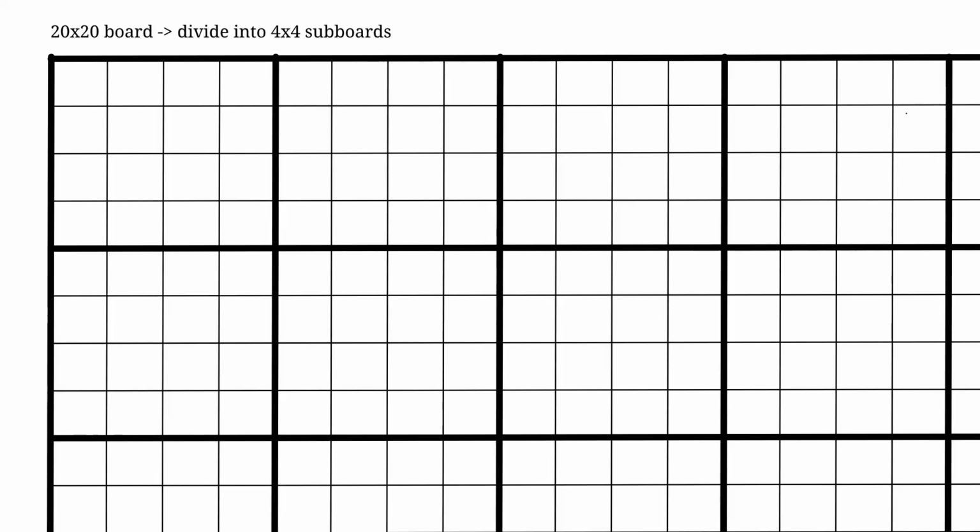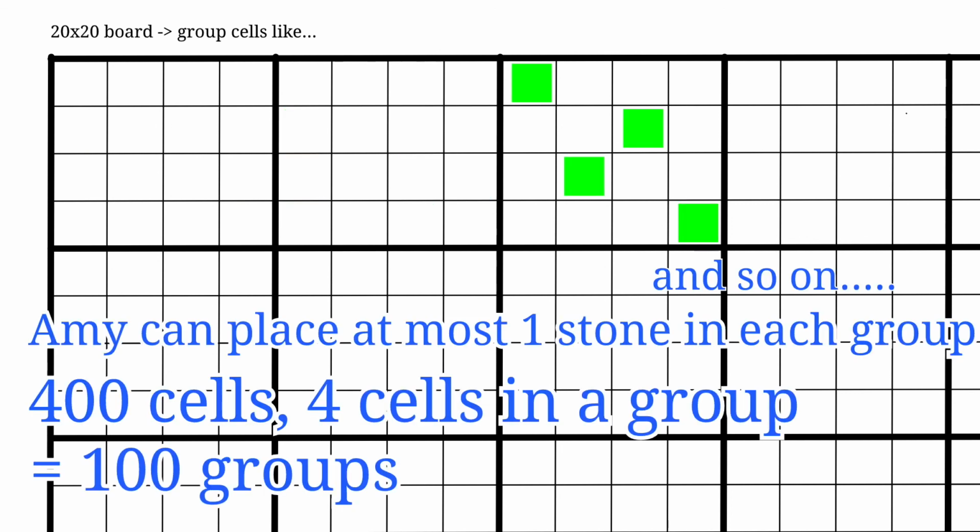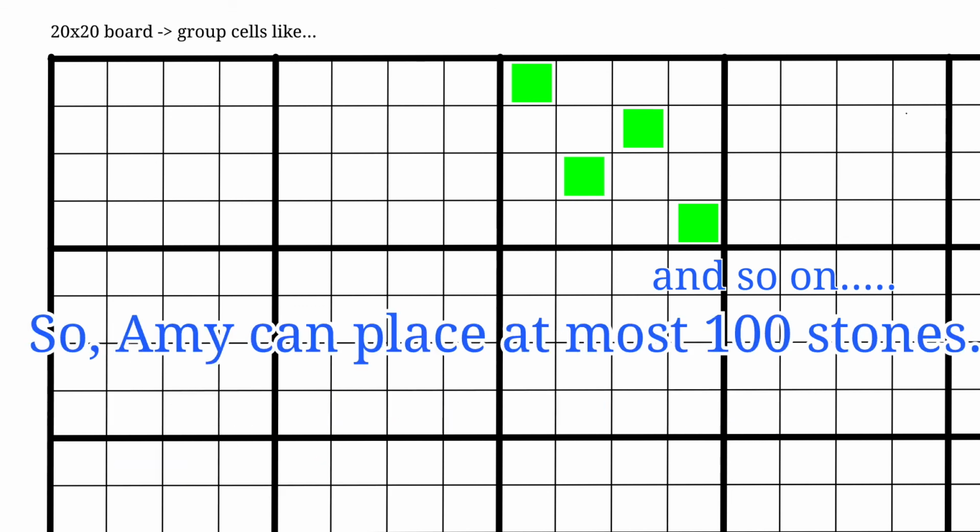For Ben, it's a little tricky, but you can divide the 20 by 20 board into a bunch of 4 by 4 boards, and you just look at each 4 by 4 board and apply the strategy according to that sub 4 by 4 board. Then with that, you can divide cells into groups of 4 according to the sub 4 by 4 boards, and in each group of 4, Amy can put at most 1 stone. So there are 400 cells, there are 100 groups, so with Ben's strategy, the most Amy can hope for is 100 stones on the board. Therefore, 100 is the answer.